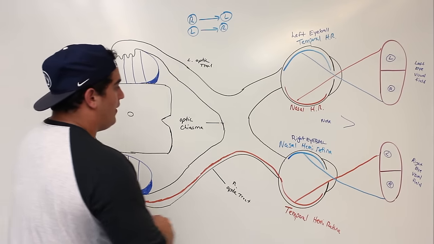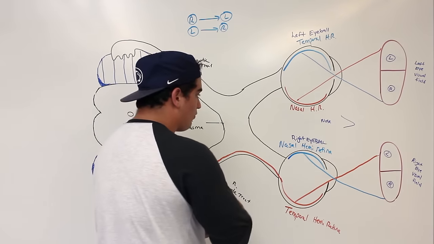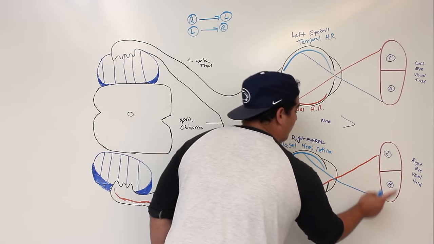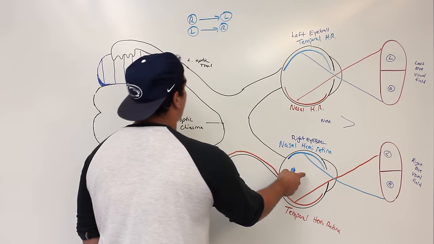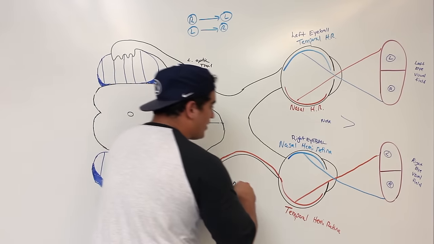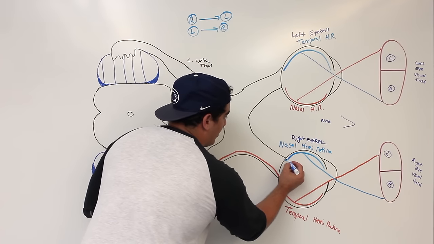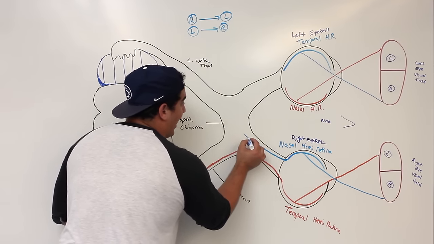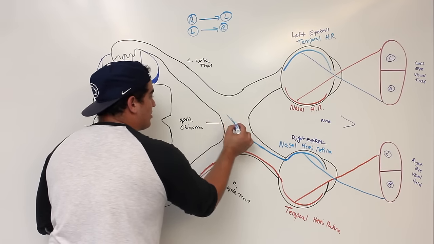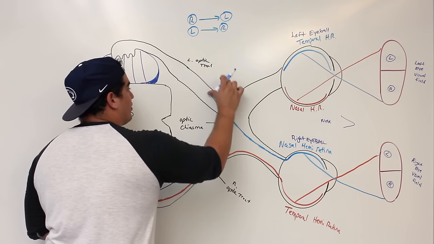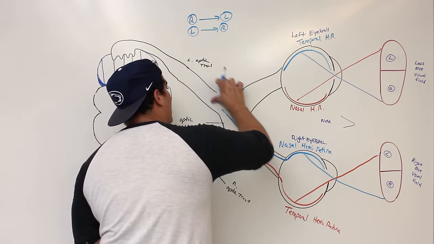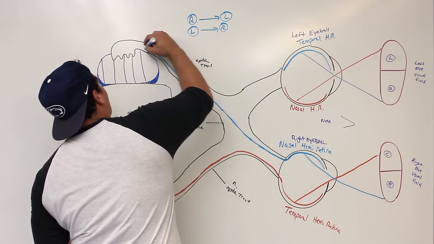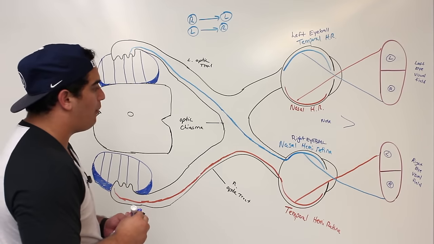Okay, now let's follow this nasal hemiretina. Well, the nasal hemiretina is receiving information from the right visual field. Well, anything from the right goes to the left. So this has got to cross. So these fibers from the nasal hemiretina are going to come through the right optic nerve, and it's going to cross at the optic chiasma and go over here to the opposite side. It's going to come over to what optic tract? It's going to come over here to the left optic tract, and it's going to come right to there, and that's where we'll stop at that point.